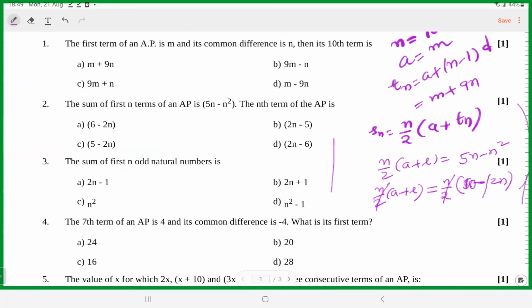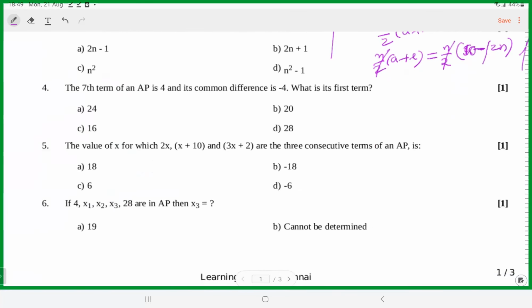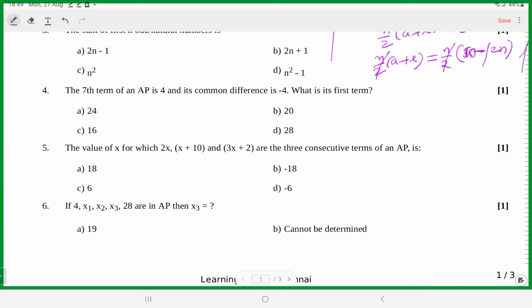So the fourth one is what? The seventh term of an AP is 4 and its common difference is minus 4. What is the first term? How to do it? a plus 6d equal to 4, right? The seventh term is 4, na? A is equal to 28. Okay.